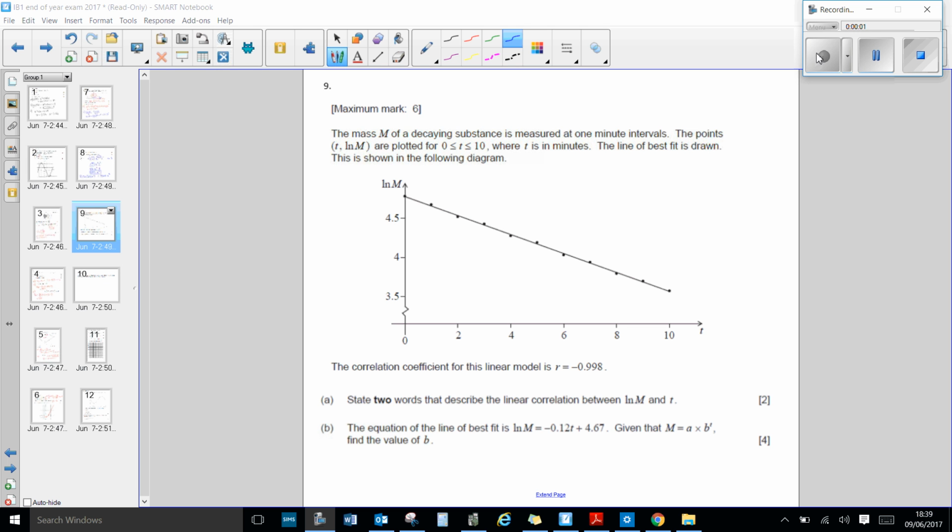Two words that describe a linear correlation. Well, obviously it's negative. I'm looking at the points, they're very, very close to the straight line, so it's strong negative.